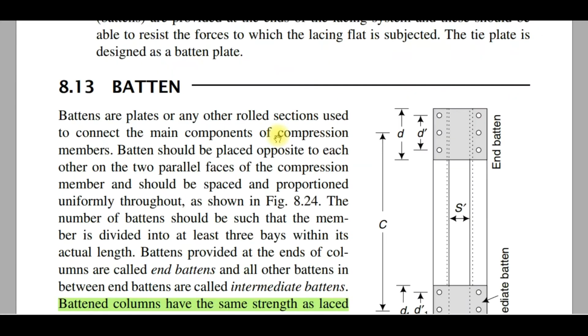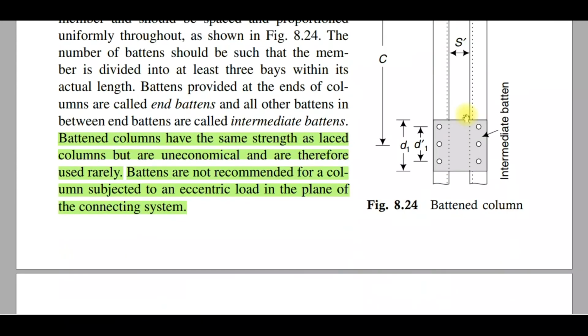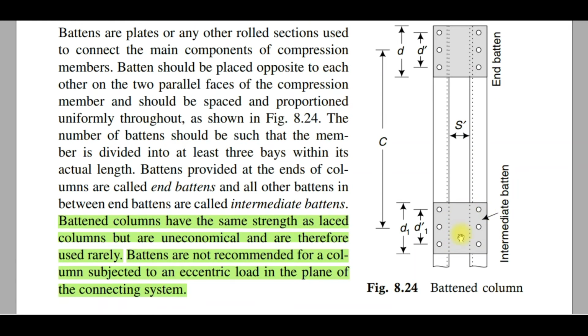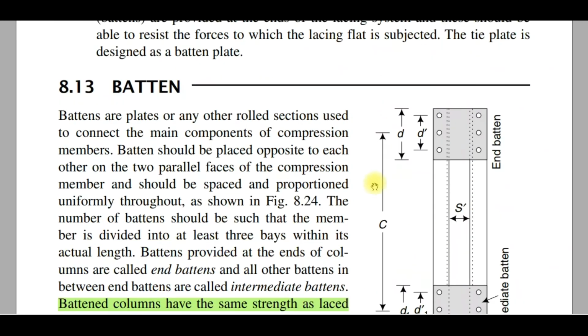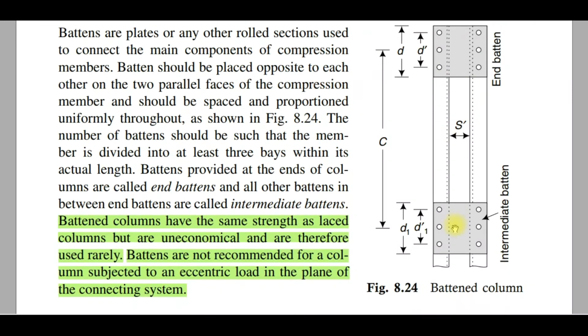So at the end of the lacing system, you have to provide this batten like this figure. No intermediate batten is needed here, because in case you are designing the built-up column by the batten system, you have to provide the end battens on the two ends, and in between these end battens you have to provide some intermediate battens. In some particular cases the designer has to decide whether it is required or not.